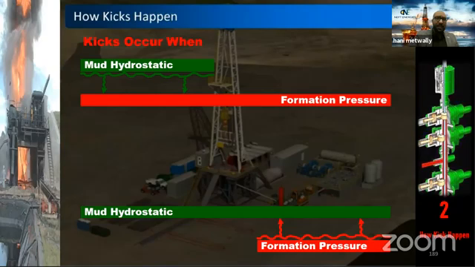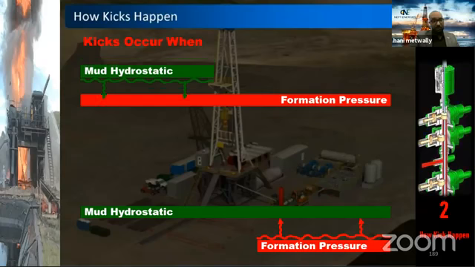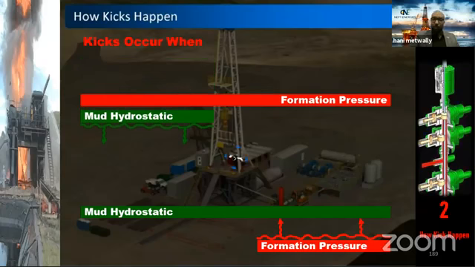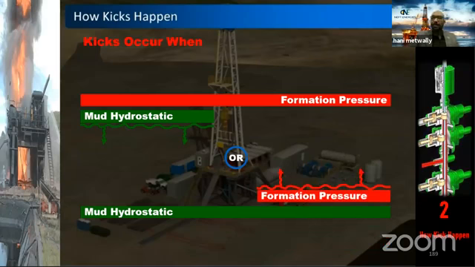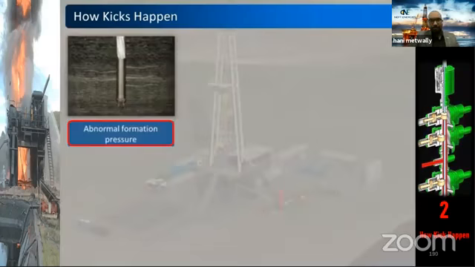If we start talking about how a kick happens, we need to consider the kick will happen if we are underbalanced. Again, if we are overbalanced, we control the formation pressure. If we are underbalanced, we will have a kick. So the hydrostatic pressure decreased or the formation pressure increased. The same idea, we are underbalanced.